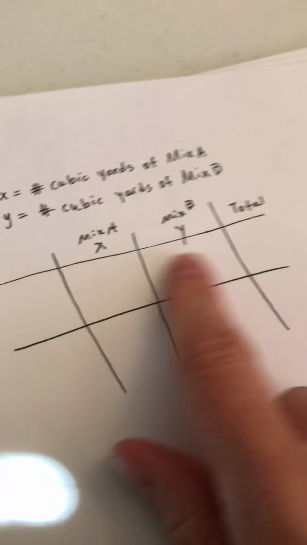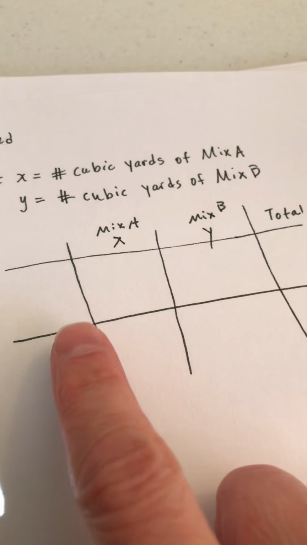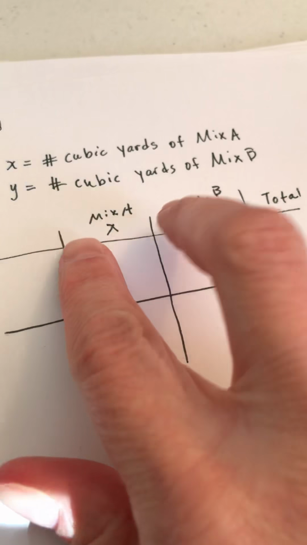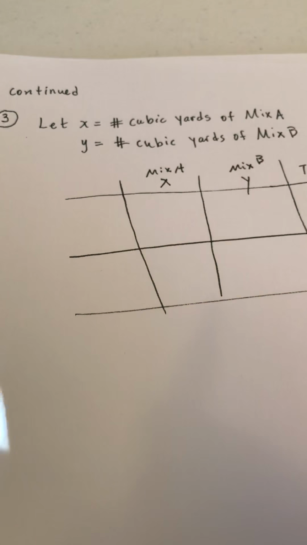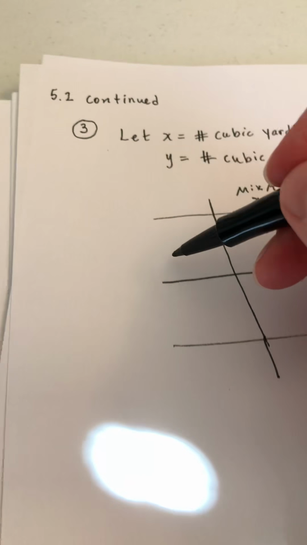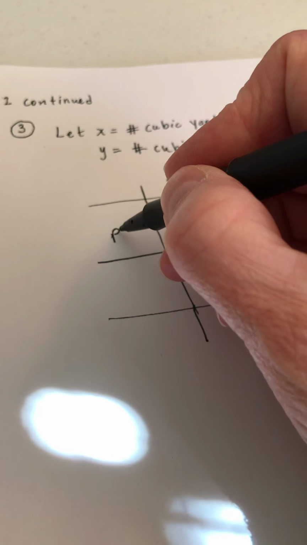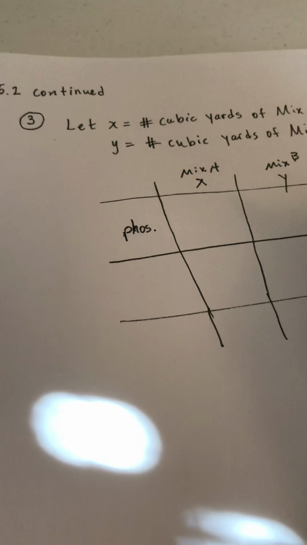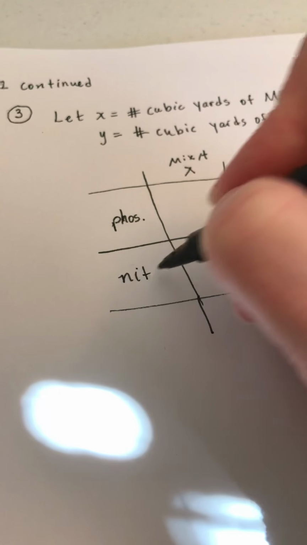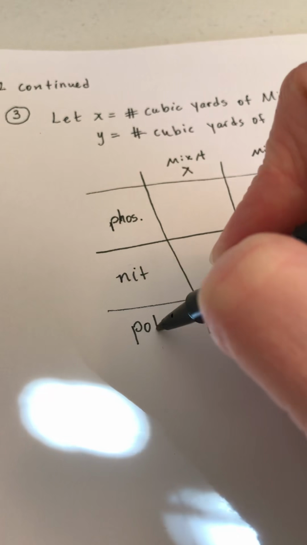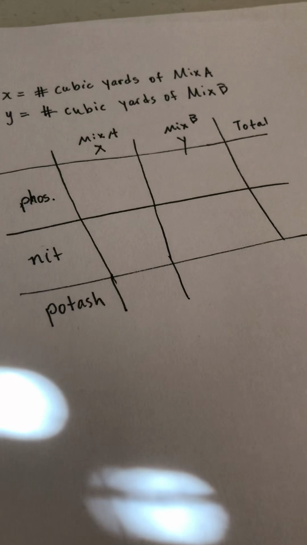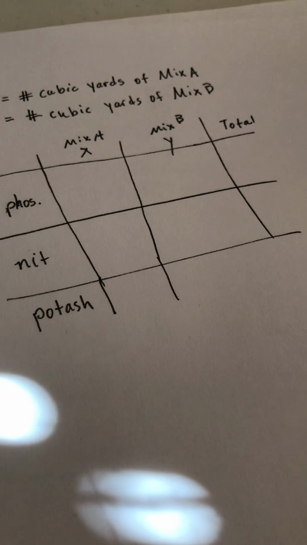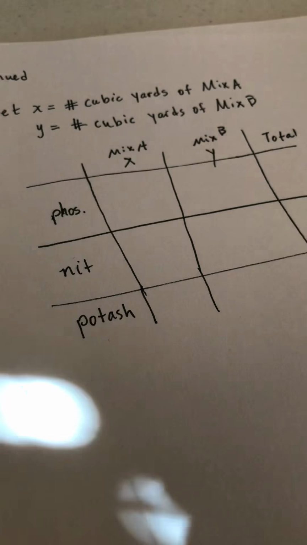Then we're going to use the chart like we did in the former unit, where I let mix A and mix B be the column headings. And then we're going to fill in here for our row headings. Now there are 3 things in here. There is phosphoric acid, nitrogen, and potash. Now, if you would like, you could turn this video off and fill this in, see if we get the same things. We're going to pull this out of our information here.